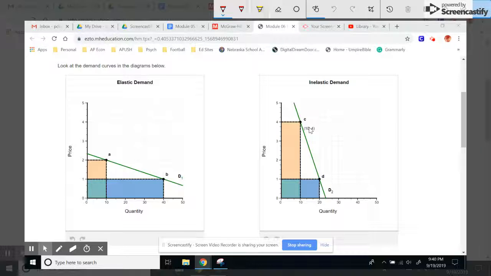Same formula, so we don't need to go through all that. Change in quantities down here. And it should help ahead of time to look at the line. We know it's inelastic, okay? So when we get a small number, we're not surprised. Change in quantity is 10. Midpoint, 15. Average, right?